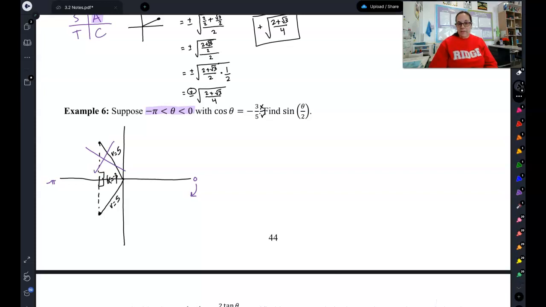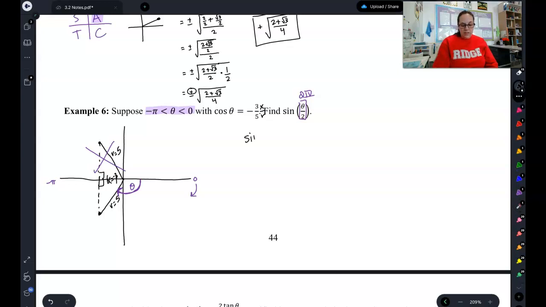Now, I need to find sine of theta divided by 2. So essentially what I'm saying is right here, this is theta. And what I want to do is take this theta and cut it in half. So you'll probably already notice that if I take this theta cut in half, it's going to end up in quadrant 4. So that means theta over 2 is going to be a quadrant 4 angle because I take this theta, cut it in half.